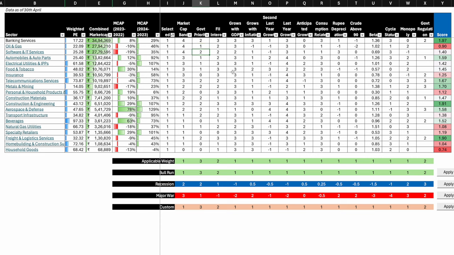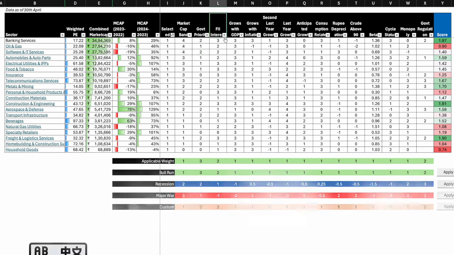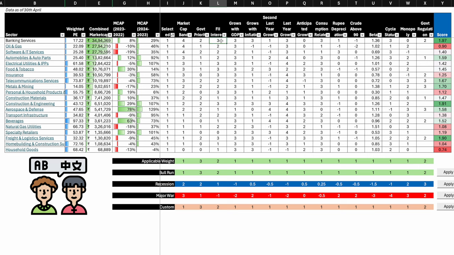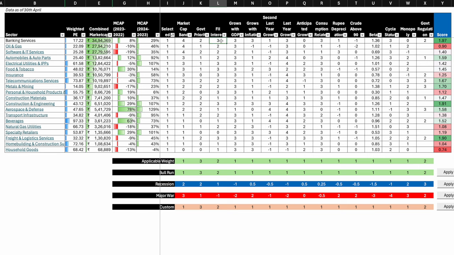Software and IT services, this is the sector which gets most of the exports and the dollars into the country. So definitely government wants it to grow. FII interest, yes, banking-wise, FIIs have very high interest. FIIs hold stakes in most of the large banks. Similarly, oil and gas, software, automobiles, these sectors have significant participation from FII in terms of holding size.